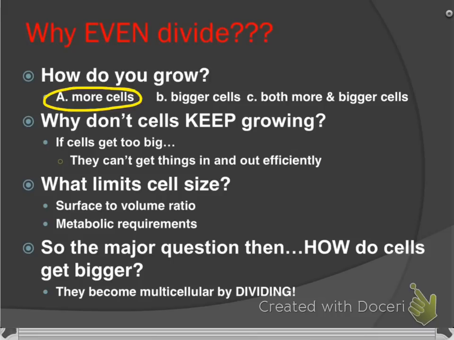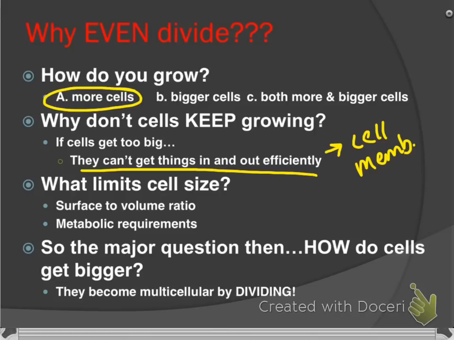So why don't cells keep growing? If a cell gets too big, they can't get things in and out efficiently. So this ties in to the cell membrane. The cell membrane works at keeping bad things out and allowing good things to move through, but if the cell's too big, it can't efficiently move everything it would need to feed the cell or to get rid of waste.